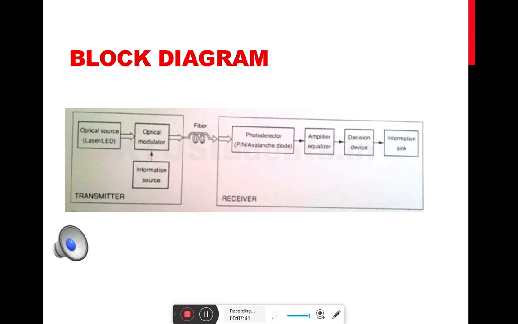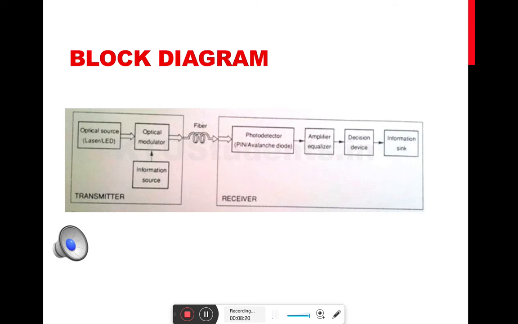So you can see the block diagram of the intensity modulated direct detection system. You have a transmitter side and a receiver side, and the communication medium or the channel is an optical fiber. An optical source can be either a laser or a LED, and this is modulated through an optical modulator, and the information is given. You have an optical signal and an information source, as I've already mentioned. The intensity of the optical source or the LED is varied with respect to the information signal, and that is transmitted through an optical fiber.